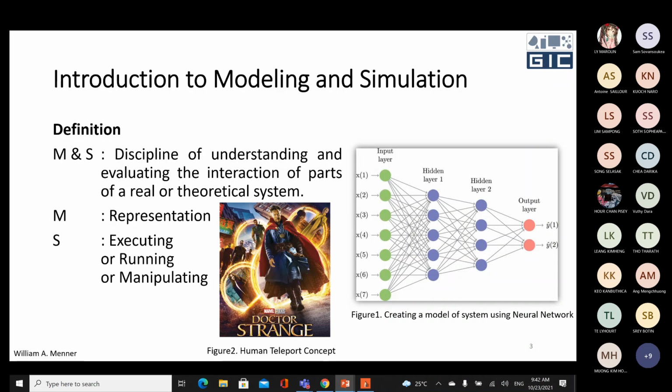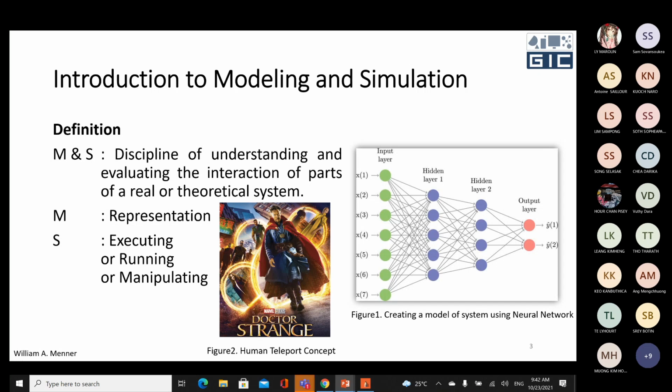Okay, so some systems are not real, they are just imagination. In this case, we have one system about human teleport. Human teleport means that, for example, currently you are in Cambodia, and you would like to come to Europe. How can you do it? You have to take a flight, right? The system of the plane has been made, so it is a real system. You can simulate that: you go to the airport, you take the plane, and then you fly from Cambodia to Europe. So this is a real system.